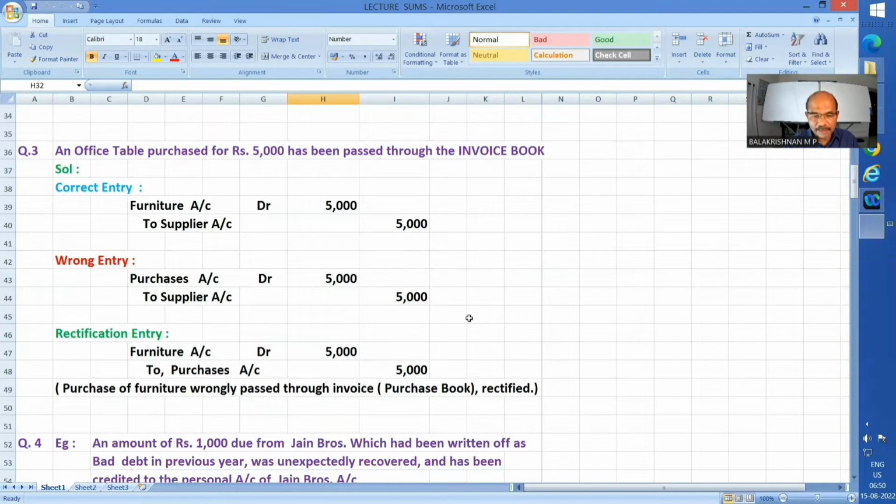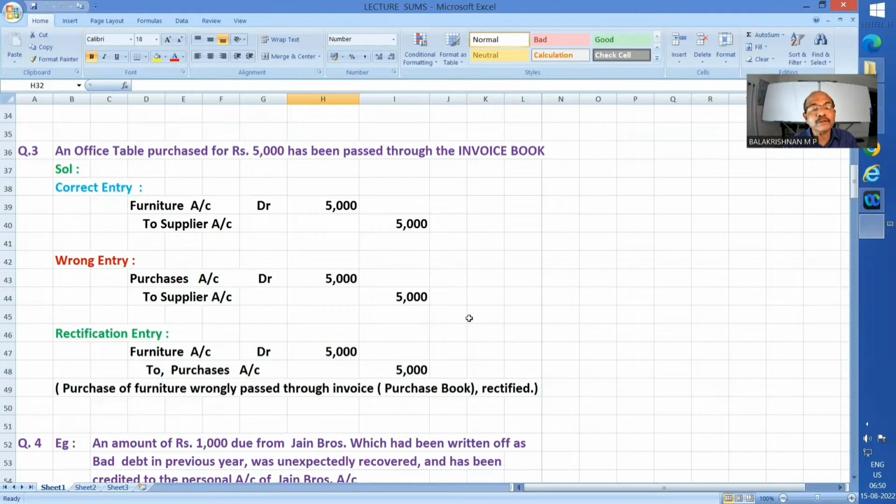Well, here the main thing is students often get puzzled, confused whether the invoice book is a sales day book or a purchase day book. Keep it in mind, it is the purchase day book. Now, the correct entry would have been furniture account debited to supplier account. Why? An asset purchase has to be essentially booked in the asset's own name. So furniture account debited to supplier account.